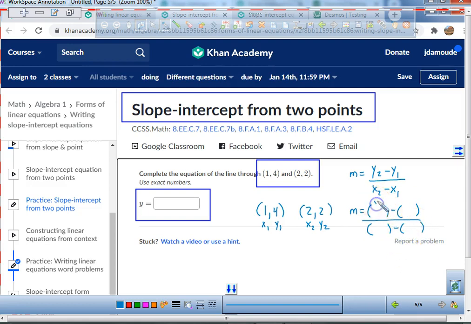What is my y2 value? My y2 value is the number 2. And what's my y1 value? 4. What's my x2 value? 2. What's my x1 value? 1. And then you would do 2 minus 4, which is negative 2, over 2 minus 1, which is positive 1, and that would give you a slope of negative 2. So in y equals mx plus b, my slope I know is negative 2.